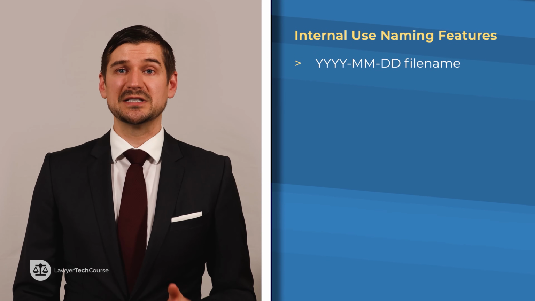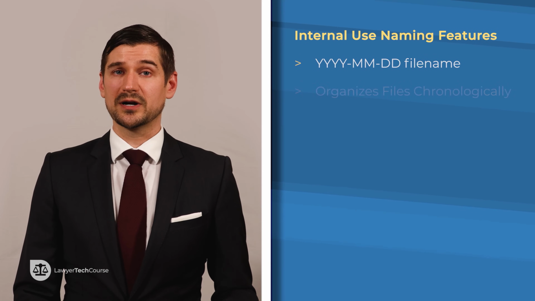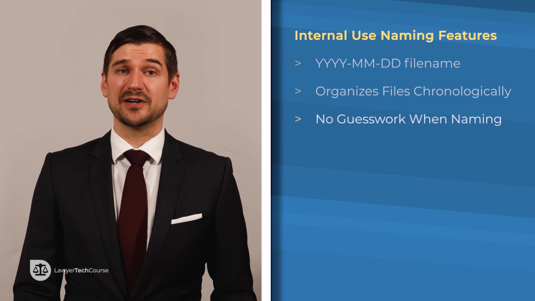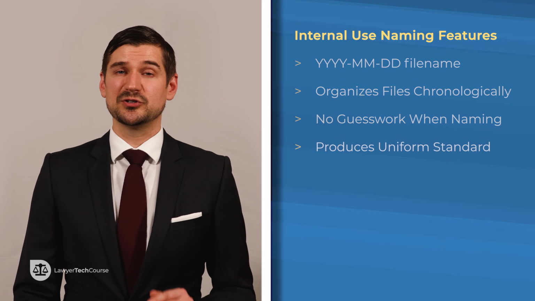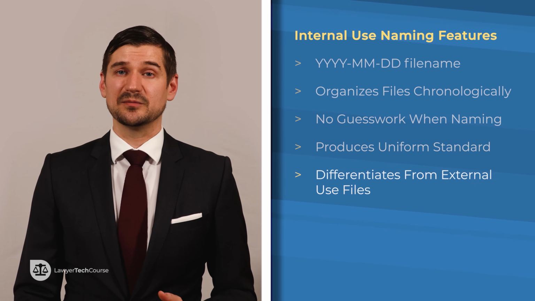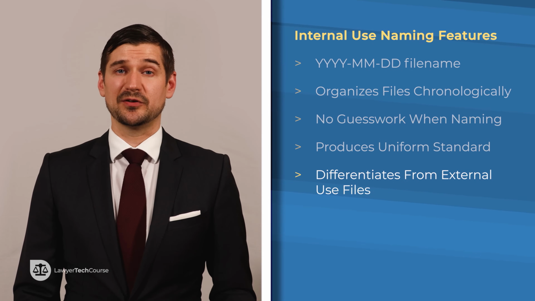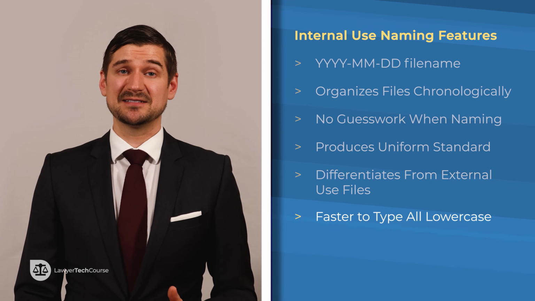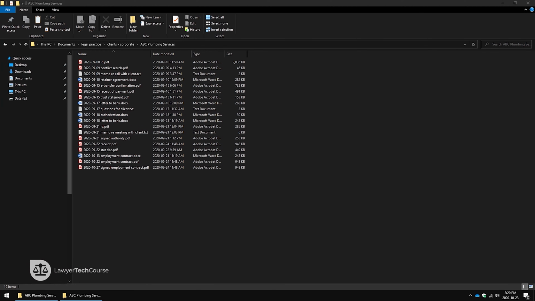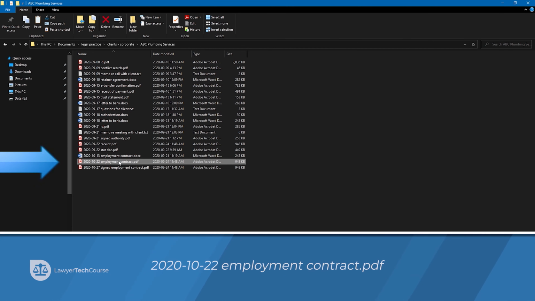Although these file names may not look like much at first glance, they're designed to achieve specific goals. For internal use file names, the numerical year, month, date format organizes files chronologically, and the lowercase letters take the guesswork out of how files should be named. This produces a uniform standard of how internal use files look and differentiates them from external use files. Further, lowercase names can be typed faster than mixed case or all caps names, and the descriptive names suggest file contents on their face.